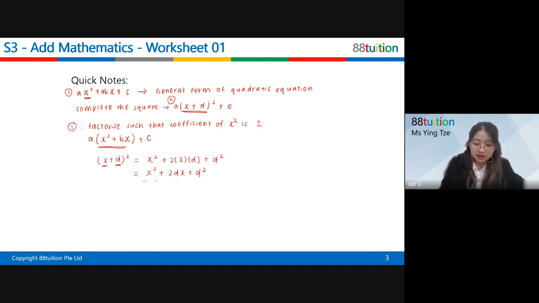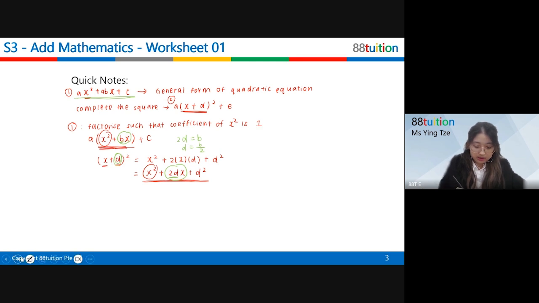So when you compare here to over here, and here is the same, then how about here and here? We want these to be the same as well. So that means that the 2d and the b have to be equal. So this just means that whenever you have this kind of formula, your b you always just need to divide by 2 to get this number over here.